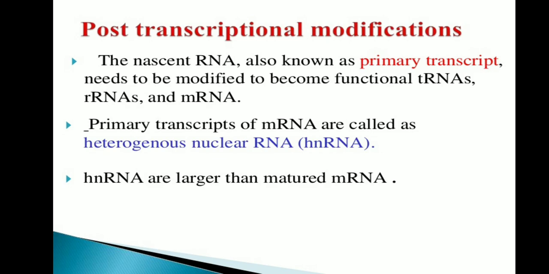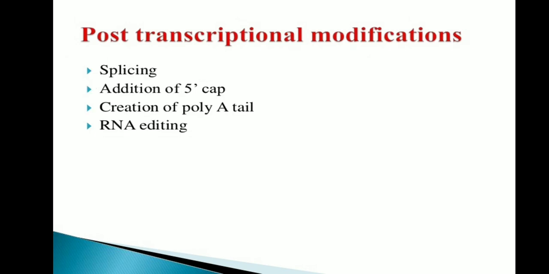eukaryotic genes have exons as well as introns. After the transcription they have exon and intron regions. The exon regions have to be joined and the intron regions have to be removed. So after the removal of the intron regions, only exon regions will be there in the mature mRNA. That's why hnRNAs are larger than mature mRNA, right?